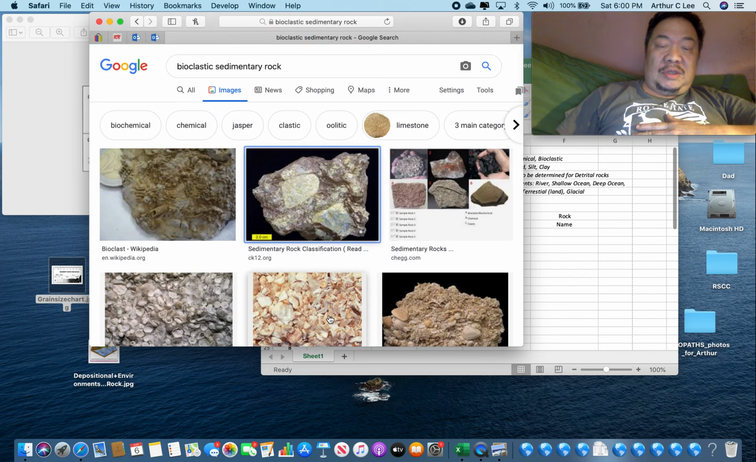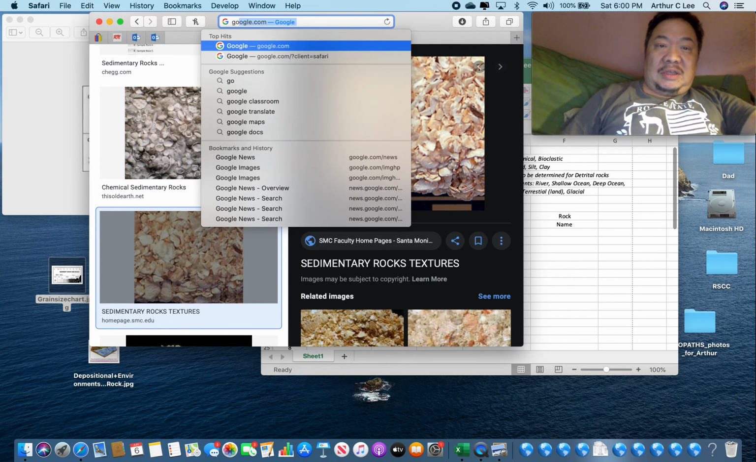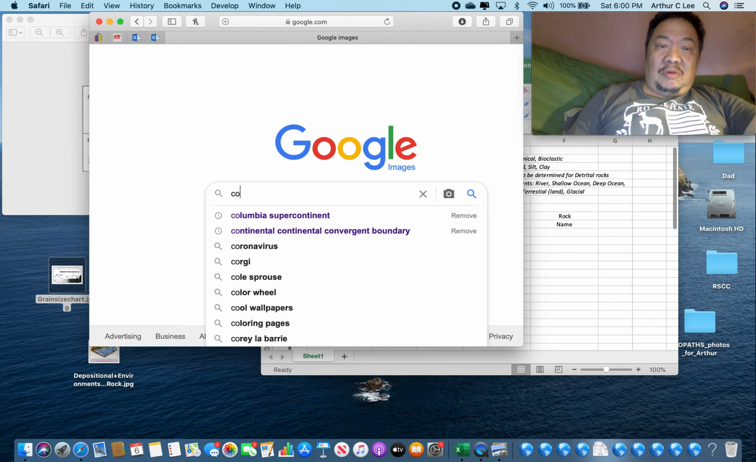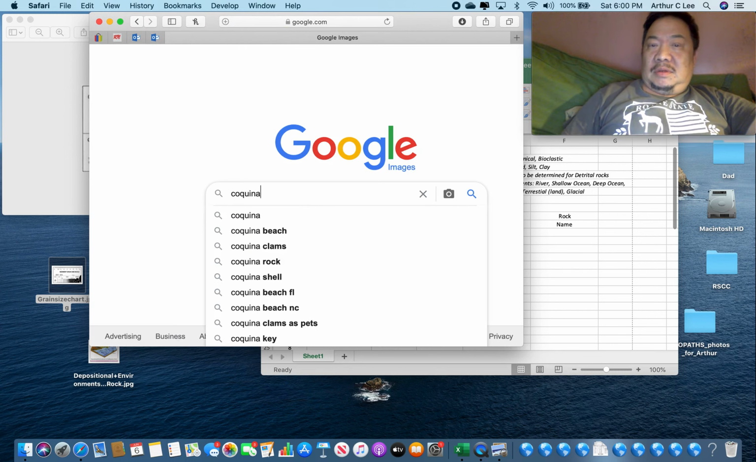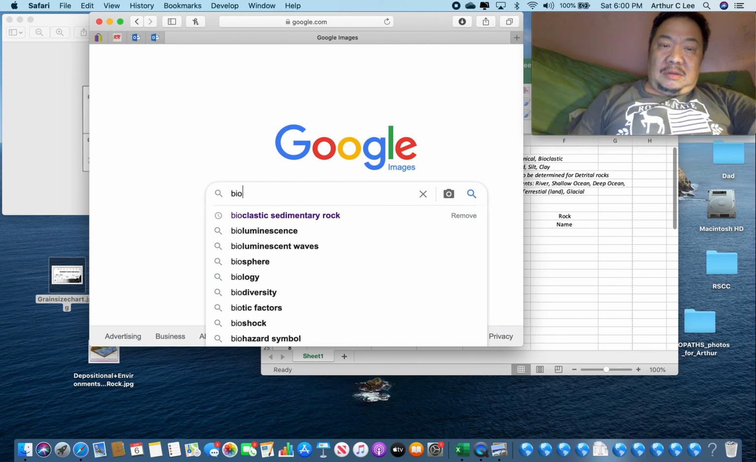First one I'm going to show you is this one here. It's made of seashells. It's the sedimentary rock called coquina. Coquina. Another bioclastic sedimentary rock that you might find is limestone.